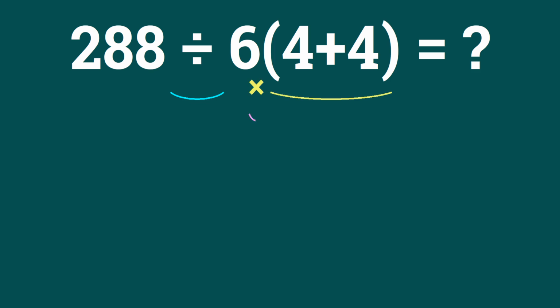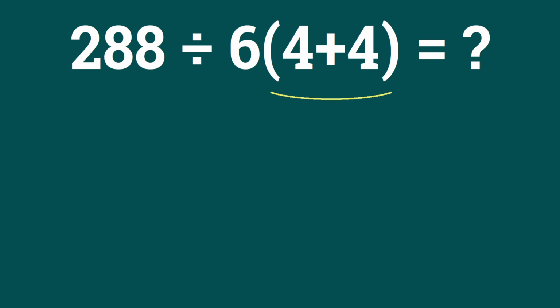Here we have a multiplication, because in mathematics, when a number is placed next to parentheses, it means multiplication, and we usually don't write the multiplication sign for brevity. So according to PEMDAS, first we have to do this parentheses, then this division, and finally this multiplication. If we do this multiplication before this division, it's wrong.